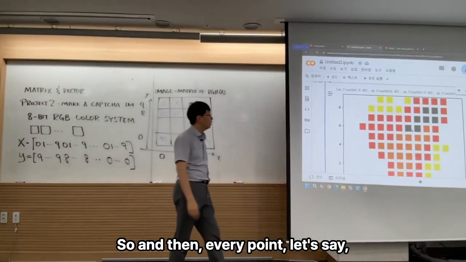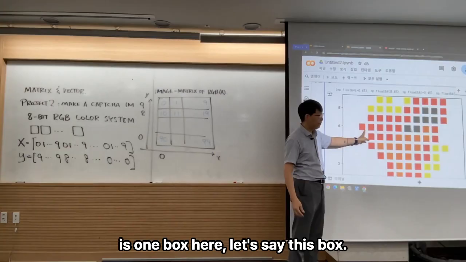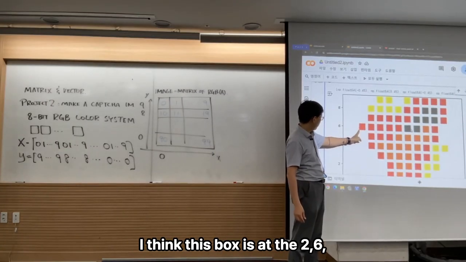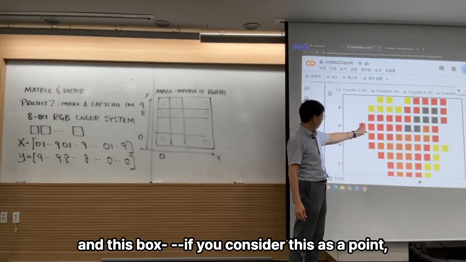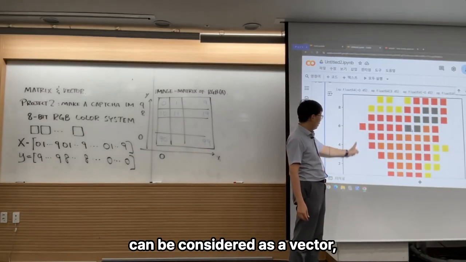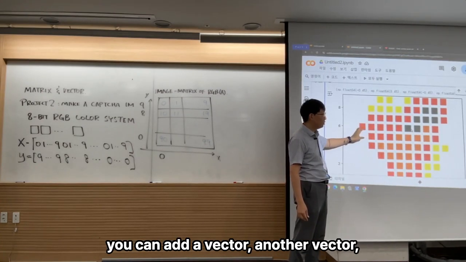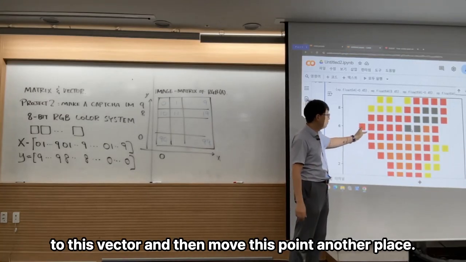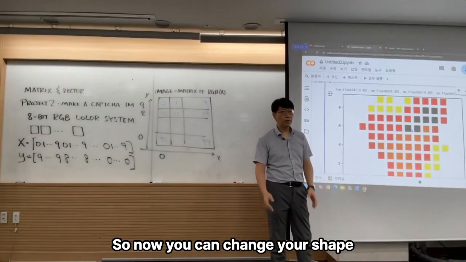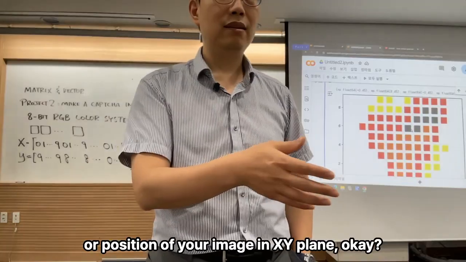So every point, let's say what I'm saying by point is one box here. Let's say this box. I think this box is at 2, 6. And this box, if you consider this as a point, can be considered as a vector, the endpoint of a vector from the origin to here, right? So now if you want to change the position, you can add another vector to this vector, and then move this point to another place. So now you can change your shape or position of your image in the XY plane, okay?